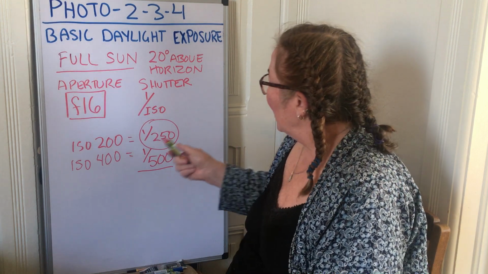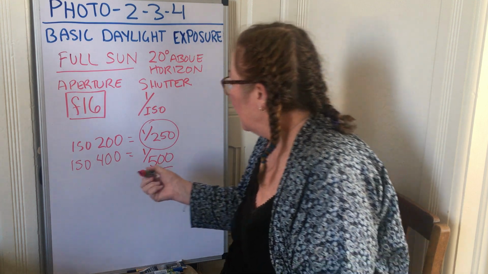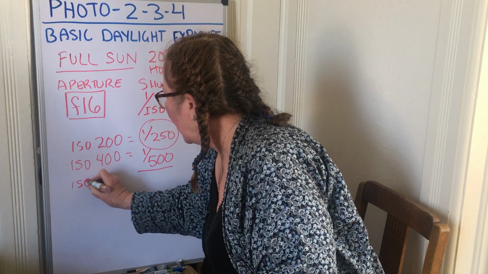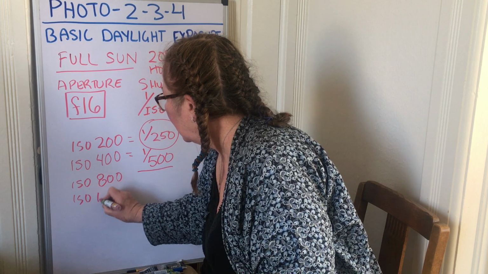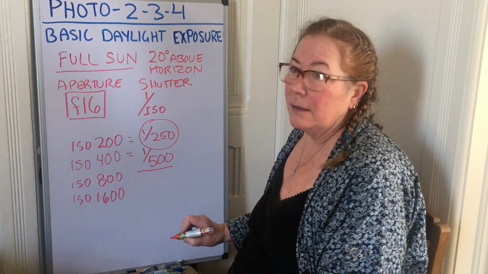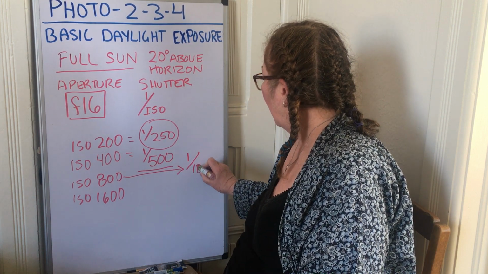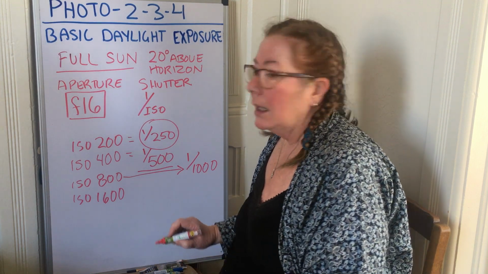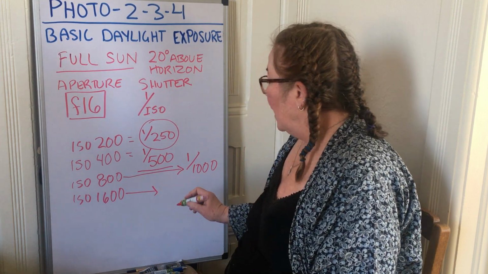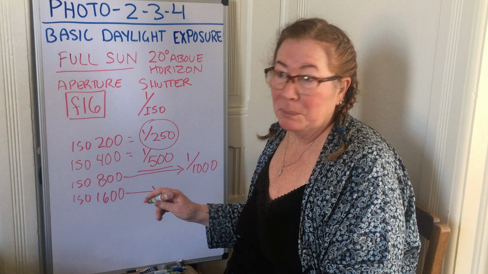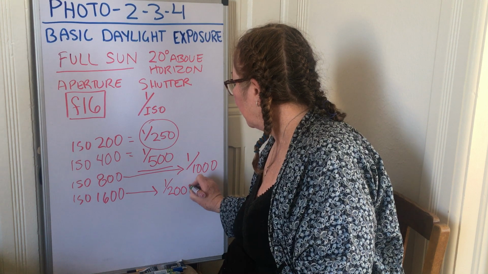So if your ISO is at 400, you'd have 1/500th of a second. Let's say you have your ISO set at 800 or 1600. What's your closest shutter speed, right? Well, if your ISO is at 800, it would be 1/1000, right? If your ISO is at 1600, I think some people might even have a shutter speed like that, but you may not. Your closest shutter speed may be 1/2000th of a second.